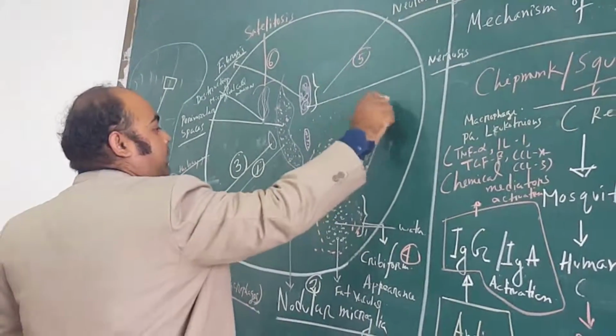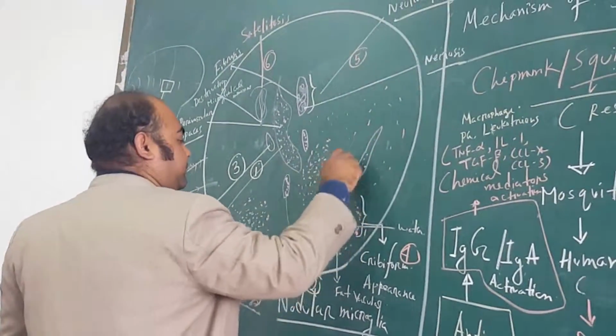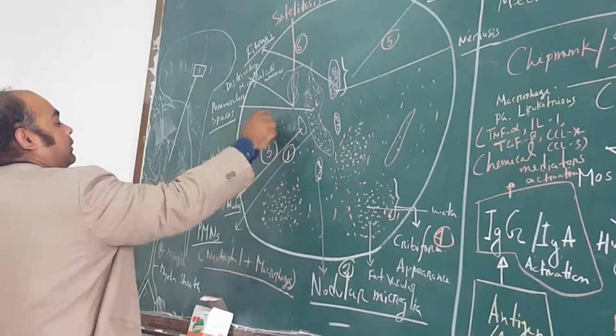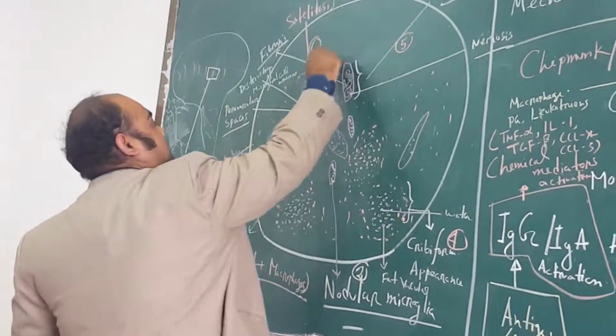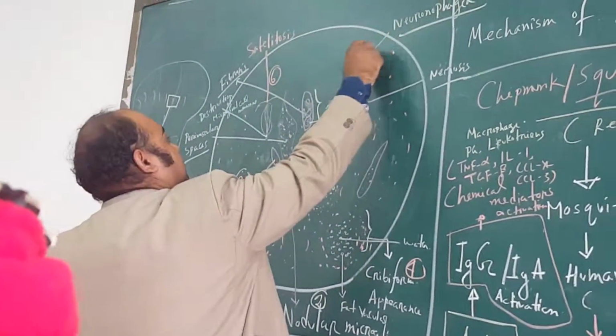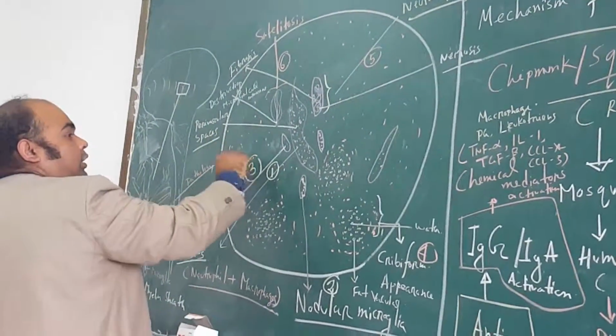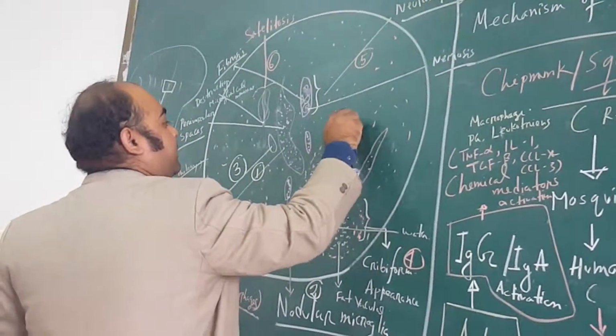Now the remaining tissue is normal. The remaining parenchymal tissue is normal. Brain parenchyma. This is the normal brain. This is brain parenchyma.